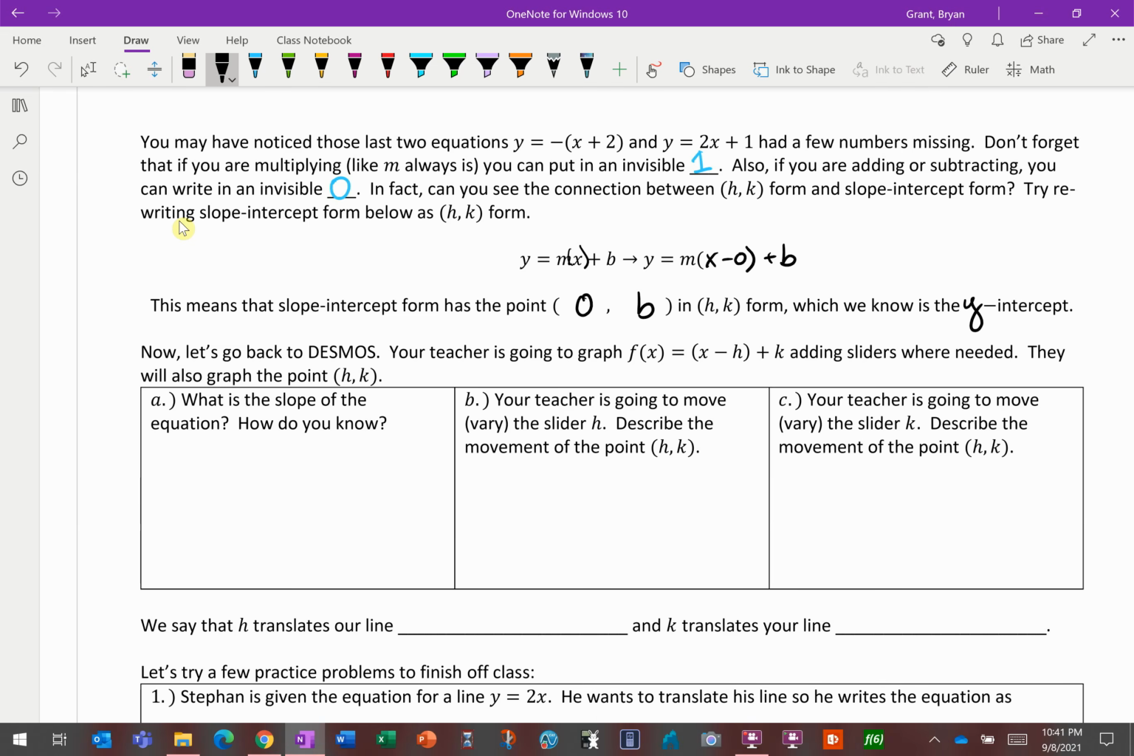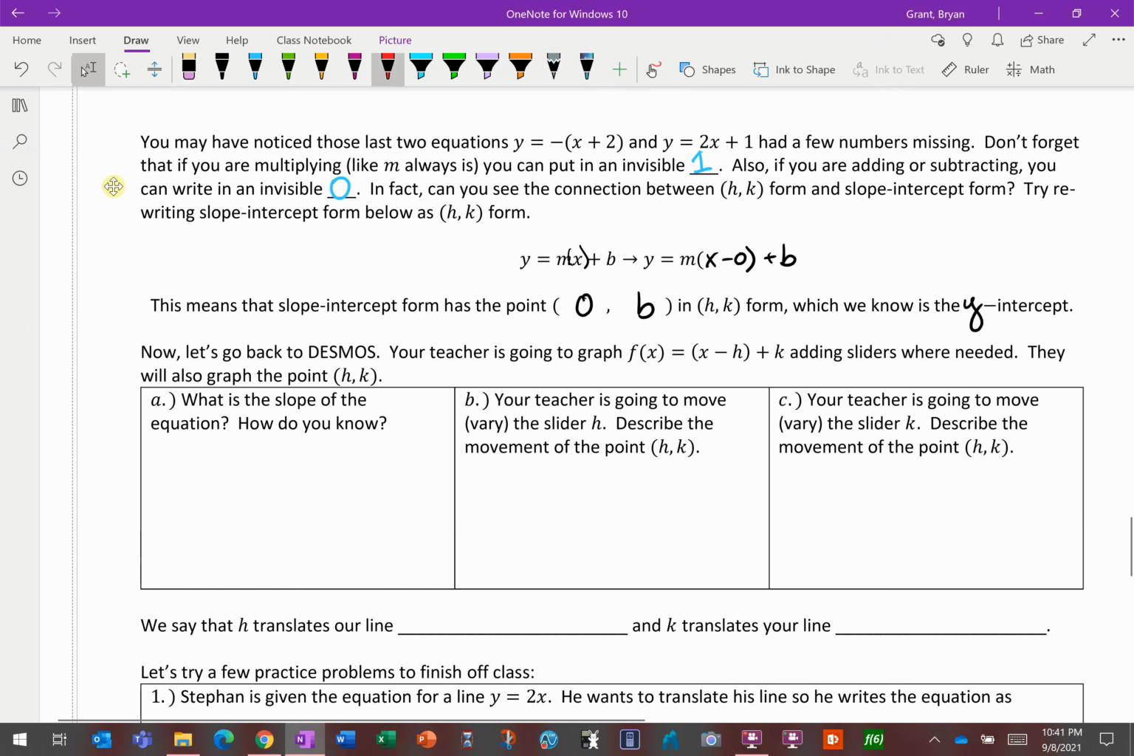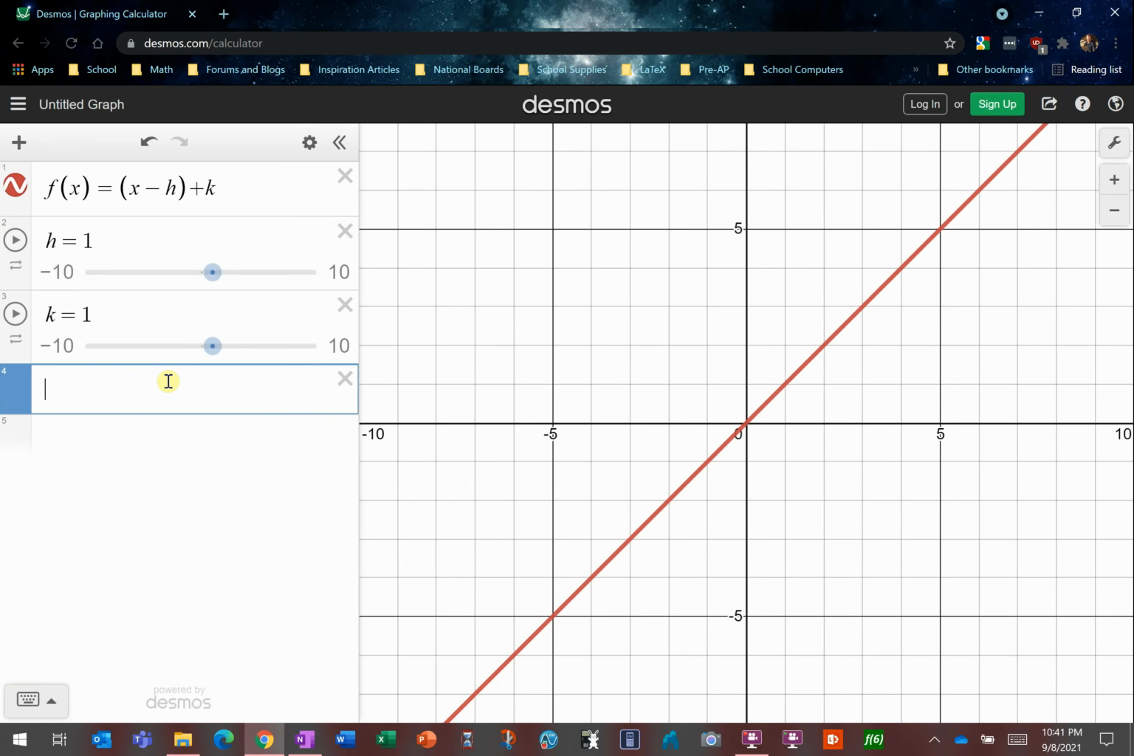And let's see what this problem tells me to do. First, what is the slope of my equation? Well, the slope of this equation, what invisible number is hiding out front? There's a 1, isn't there? So I think my slope is 1 over 1. We can always write in that invisible 1. Well, they did also ask us to graph the point h comma k, so I should probably do that too. H comma k. There we go. Take a look at that point. Looks pretty nice, doesn't it?